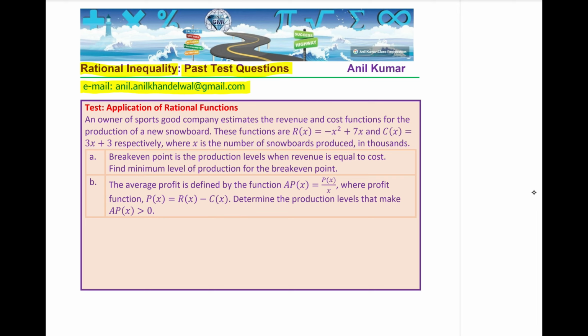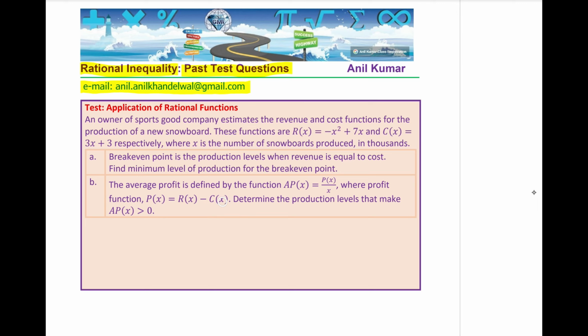Part B. The average profit is defined by the function AP of x, which is equal to the profit P of x divided by x, where the profit function P of x equals R of x minus C of x. Determine the production level that makes average profit AP of x greater than 0.